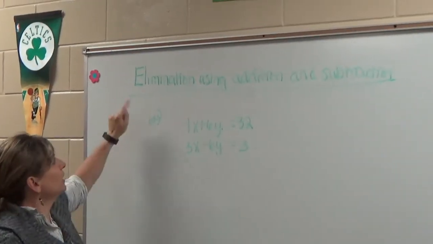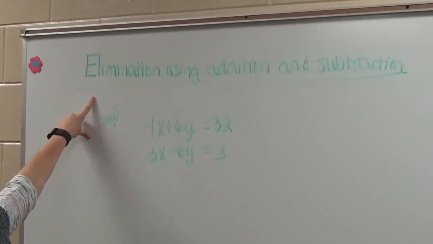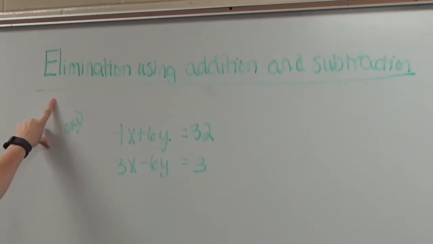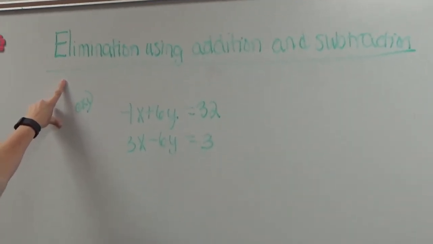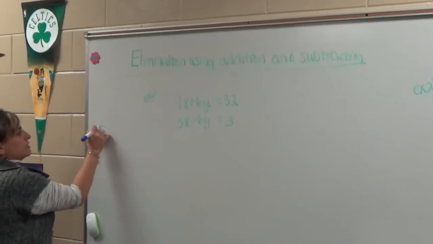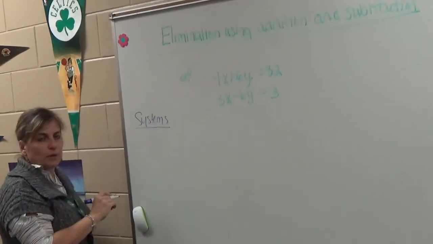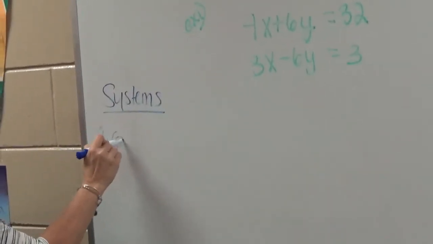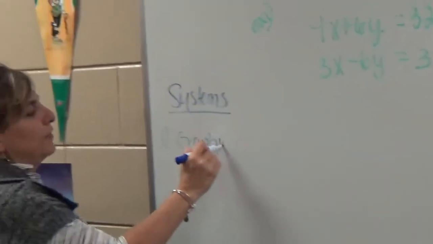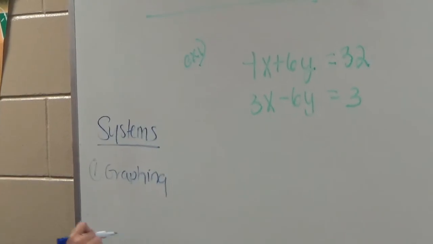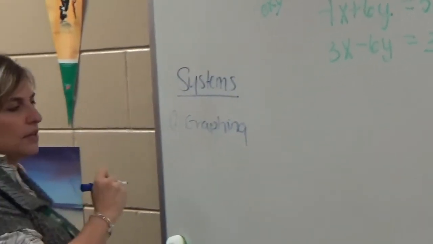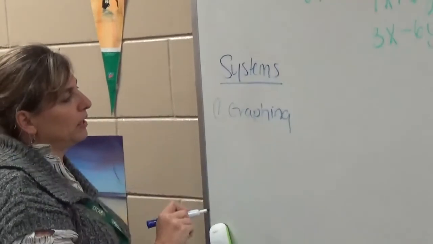Kids? Okay, today we are doing elimination using addition and subtraction. So we're still dealing with systems. You've learned that you can solve systems by, what's the first way we learned? We learned graphing. In graphing, you have to graph both lines and see where they cross, or see if they're the same line, or see if they're parallel.